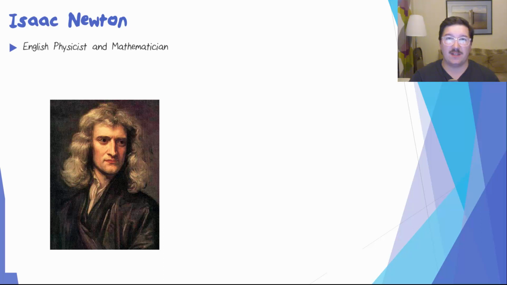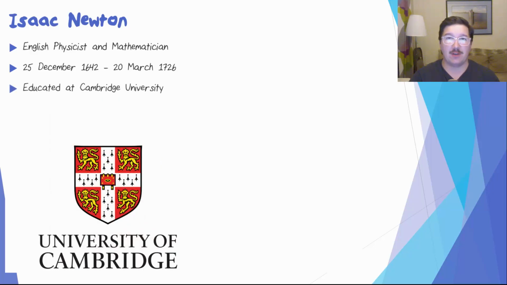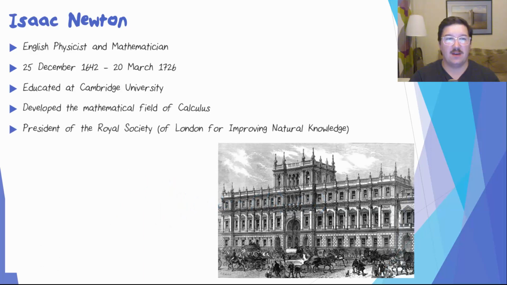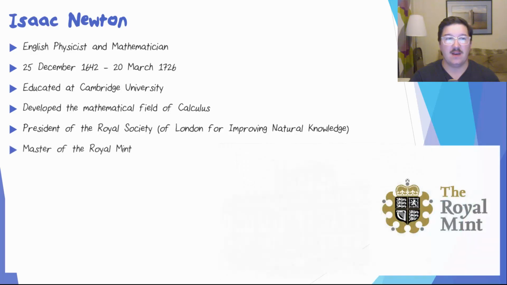He was an English physicist and mathematician. He was born in December of 1642 and lived until March of 1726. He was educated at Cambridge University, and he was known for quite a few things. He developed the mathematical field of calculus. He was the president of the Royal Society of London, which is an elite organization of British scientists. And he was appointed the Master of the Royal Mint of England.